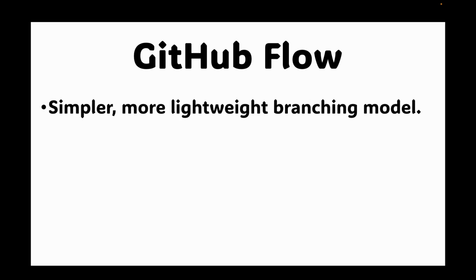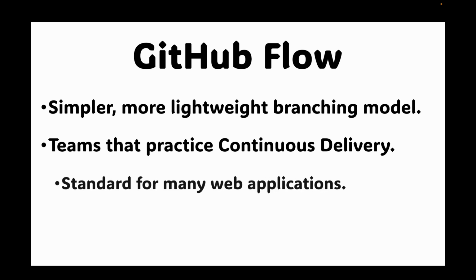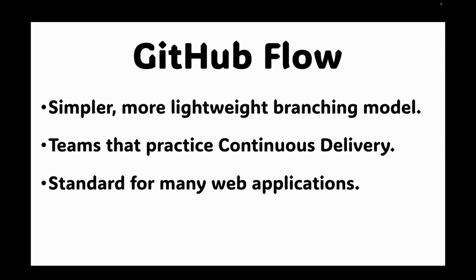Next, let's talk about your GitHub flow. Now, this is your simple agile approach. So, GitHub Flow is a simpler, more lightweight branching model. And this is mainly designed for teams that practice continuous delivery, where code is merged and deployed very frequently. Now, this is the standard for many web applications and SaaS companies that ship small continuous changes.